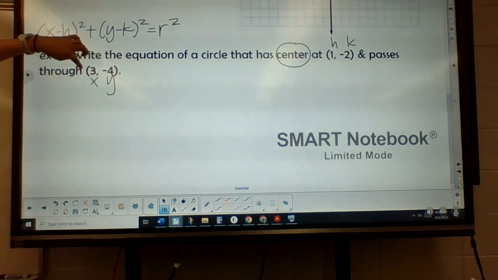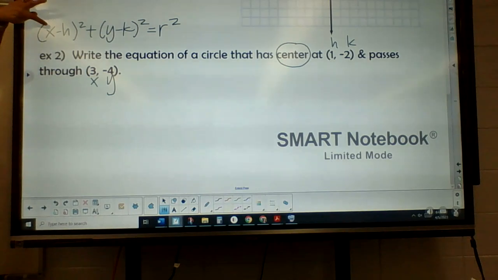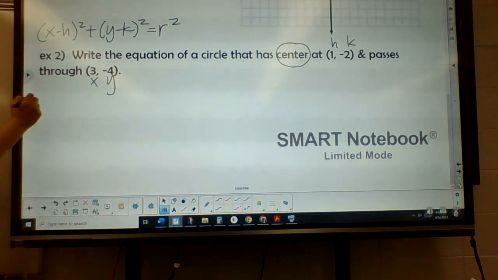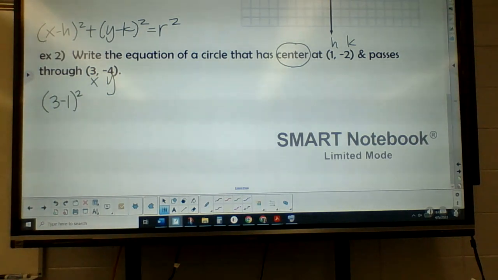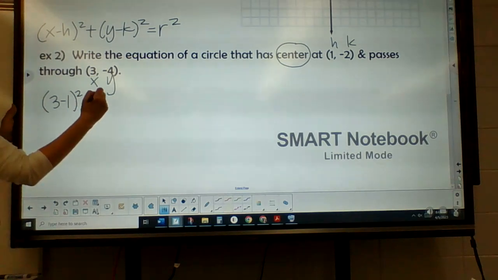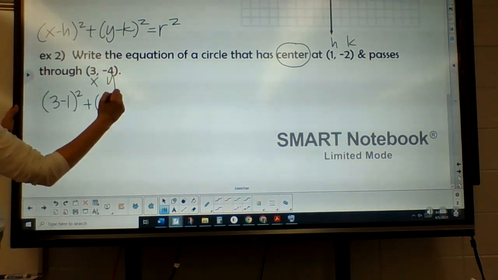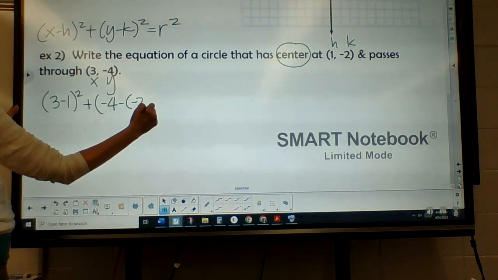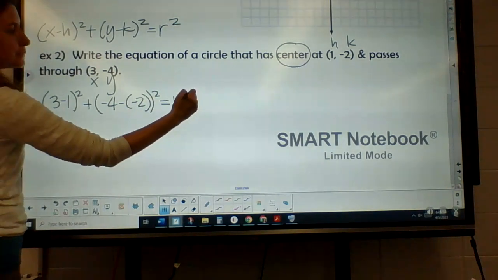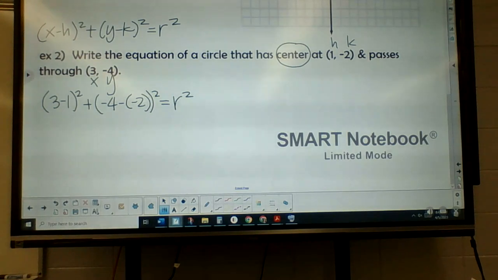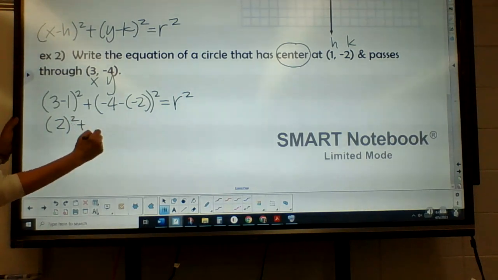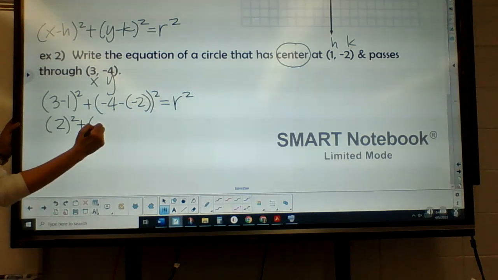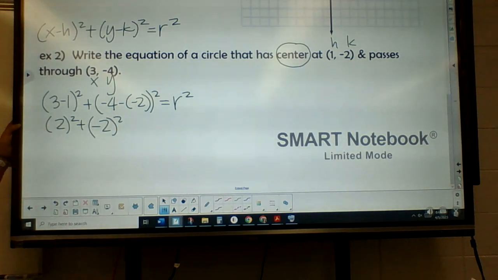So I have my x and y and my h and k. So it's saying take x and subtract h and square it. So 3 minus 1. So I'm just putting everything in the right spots in my formula. Plus, it says take y and subtract k. So negative 4 and subtract negative 2. And again, I don't know what r squared is, but that's what I'm going to figure out. Negative 4, this is going to be plus 2. So that's going to be a negative 2. Right? Are we okay with that?